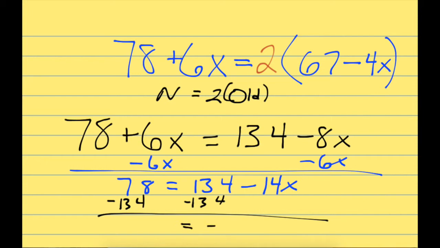On the right, I have negative 14x. On the left, I have negative 56. So my last step is to divide both sides by negative 14, and that will give me x equals 4. So after 4 years, there will be twice as many new cars sold as used cars sold.